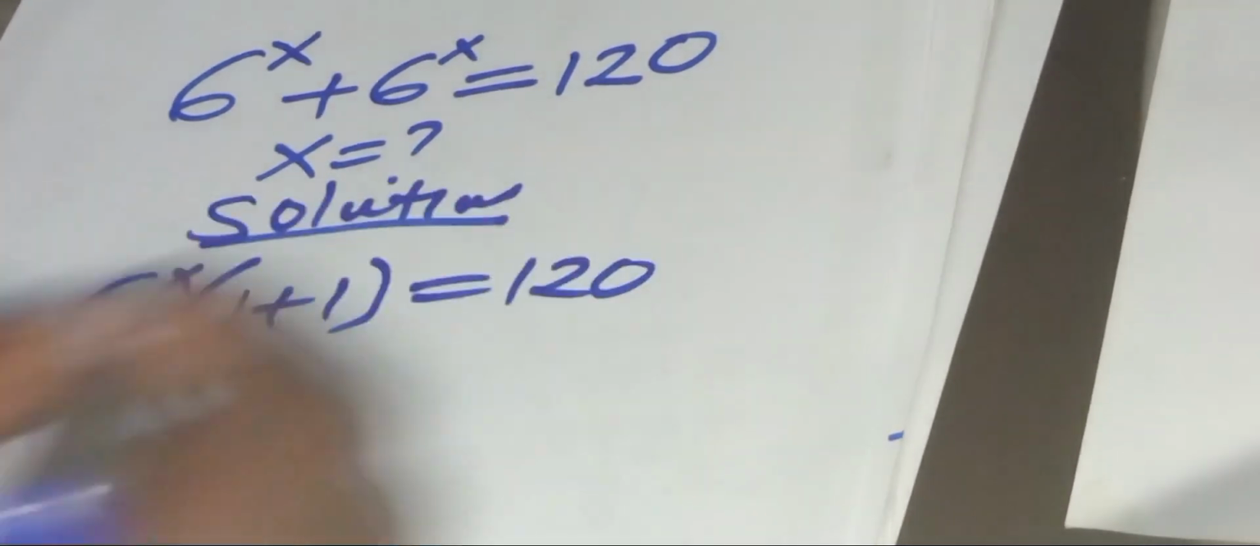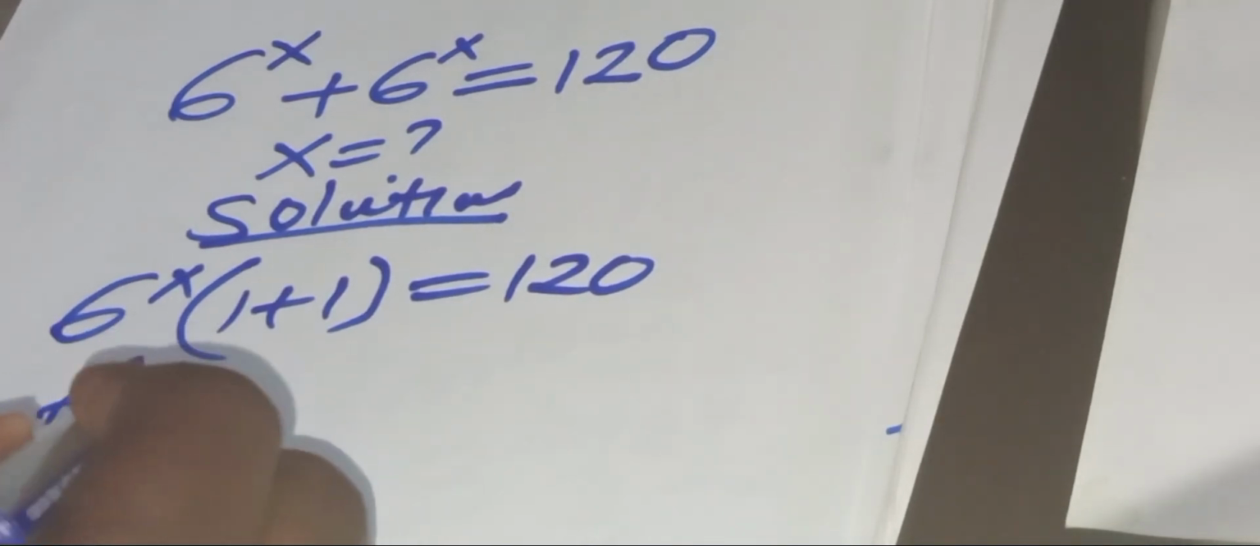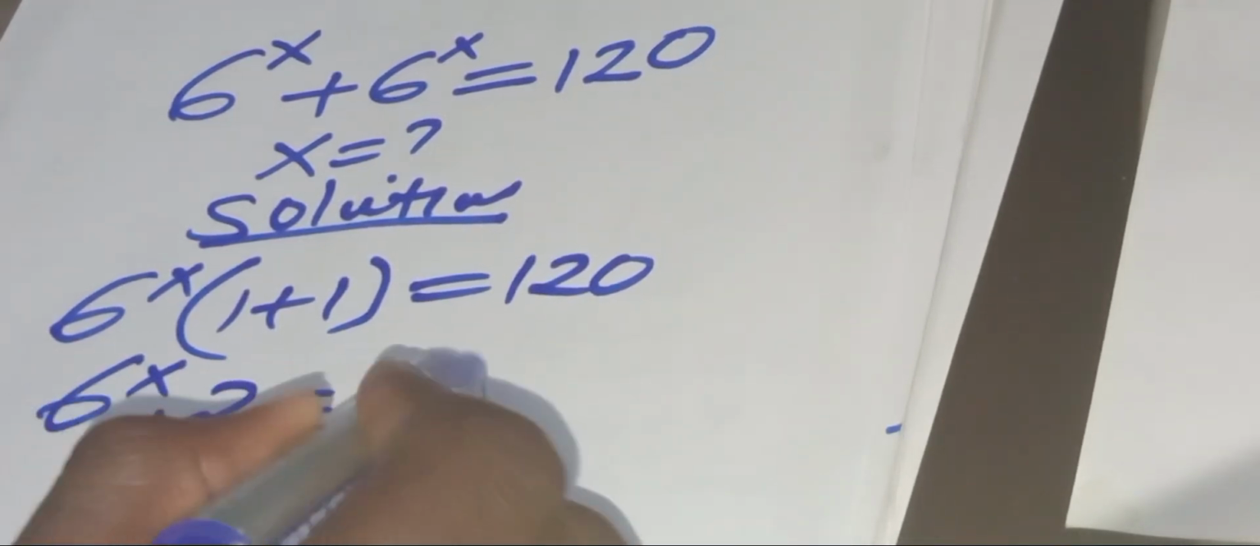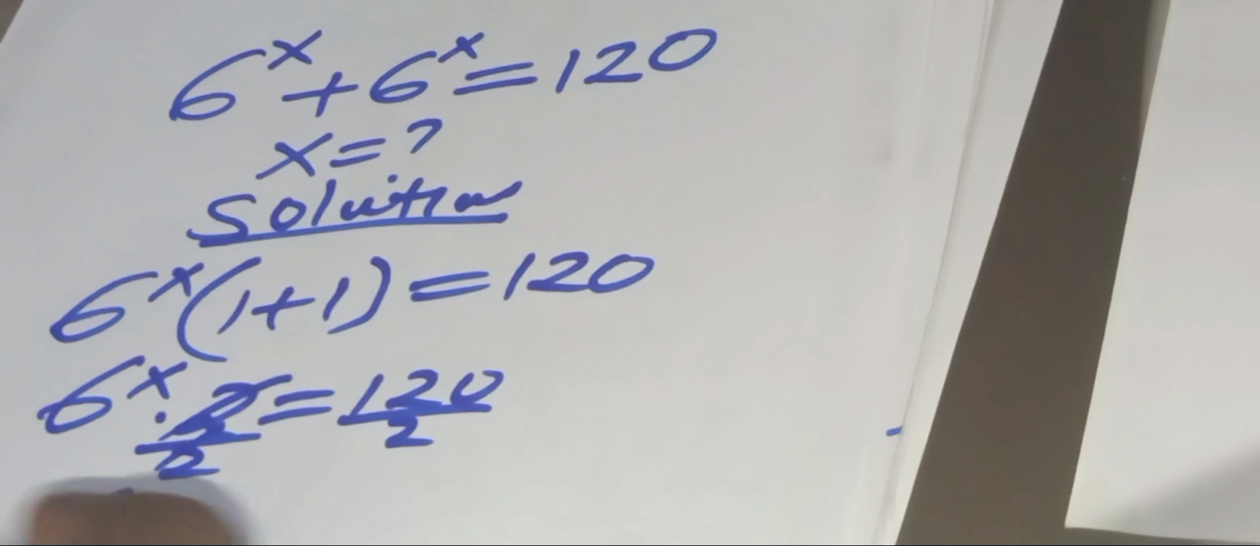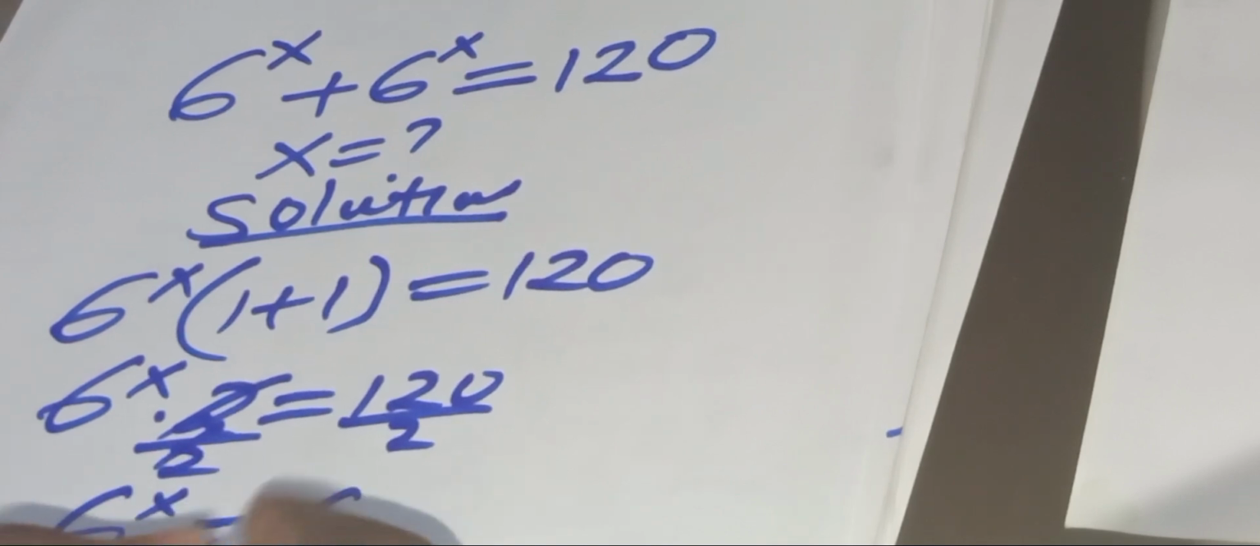We find that 6 to the power x is common, so we factor out 6 to the power x, so that we'll have 1 plus 1. This is equal to 120. So we'll have 6 to the power x multiplied by 2. This is equal to 120. So divide both sides by 2 so that we'll have 6 to the power x. This is equal to 60.